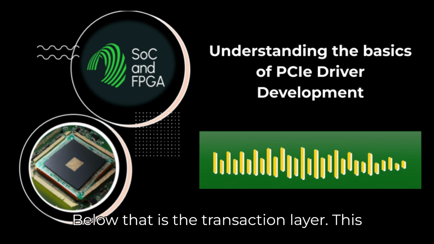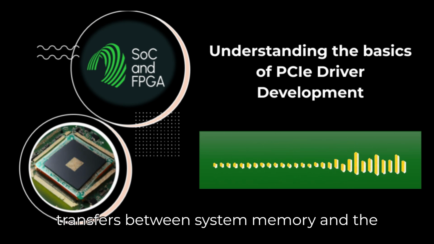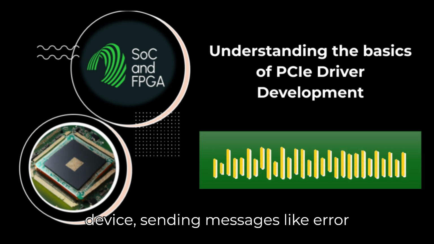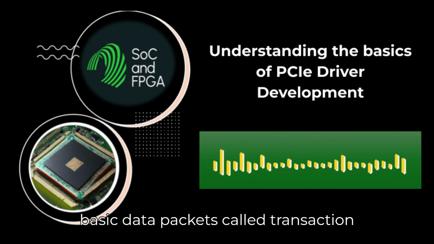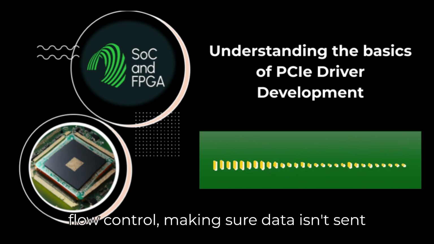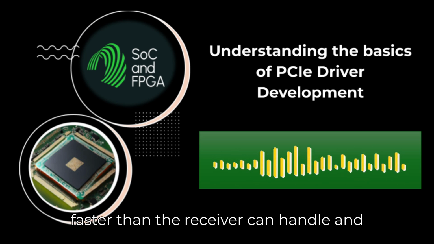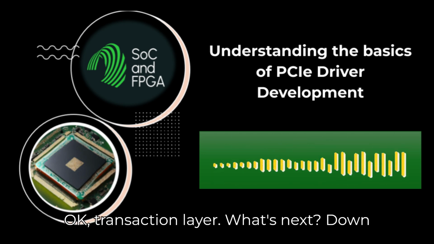Below that is the transaction layer. This is really the brain of PCIe communication. It handles setting up data transfers between system memory and the device, sending messages like error reports, and it builds and interprets the basic data packets called transaction layer packets, or TLPs. It also manages flow control, making sure data isn't sent faster than the receiver can handle, and keeps transactions in the right order. Okay, transaction layer, what's next?